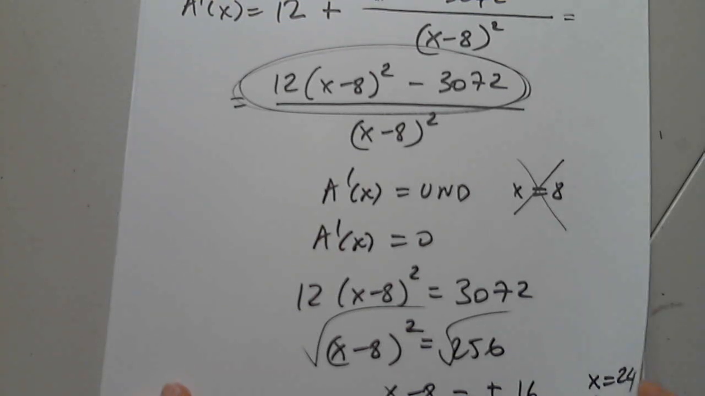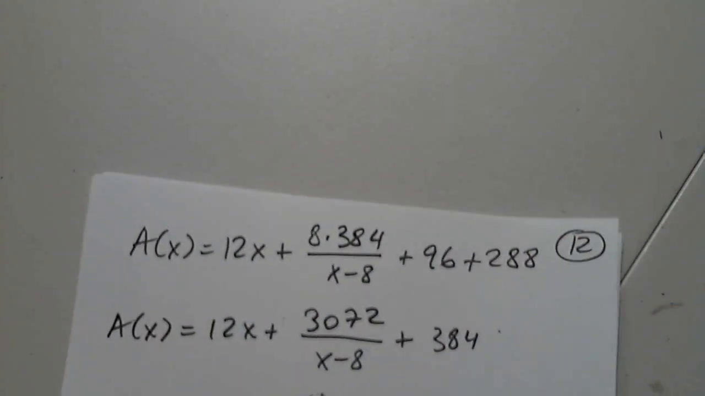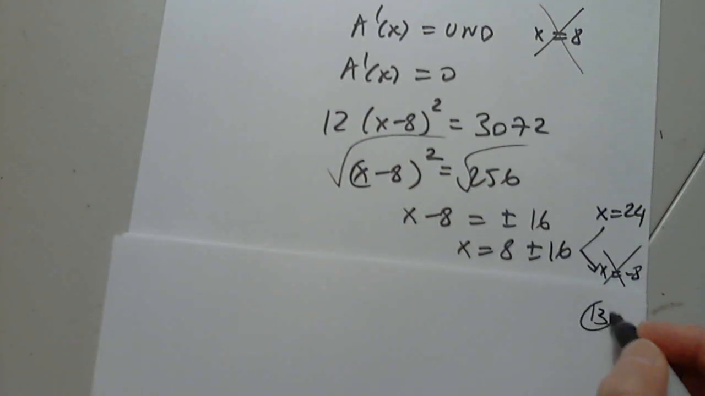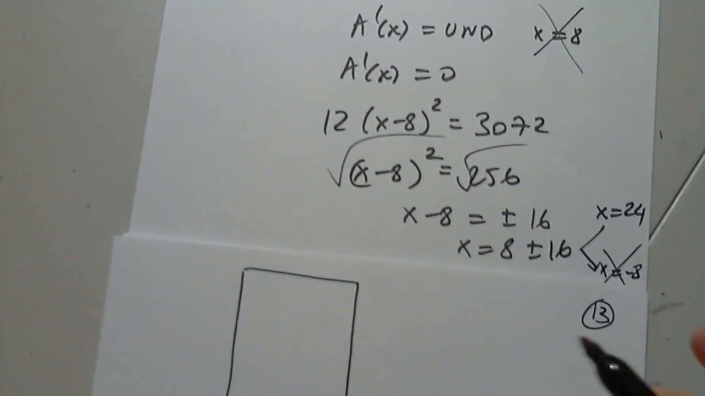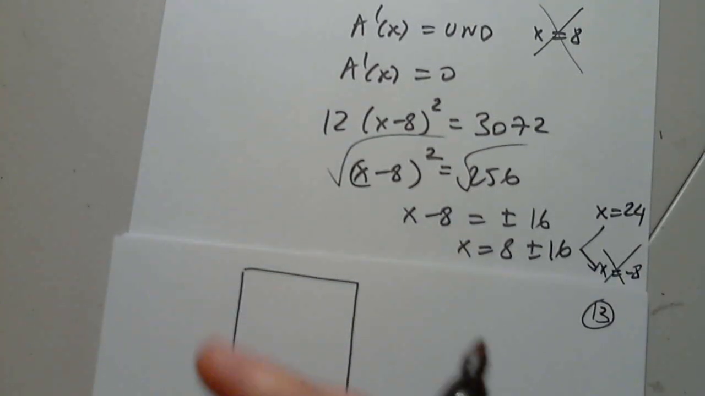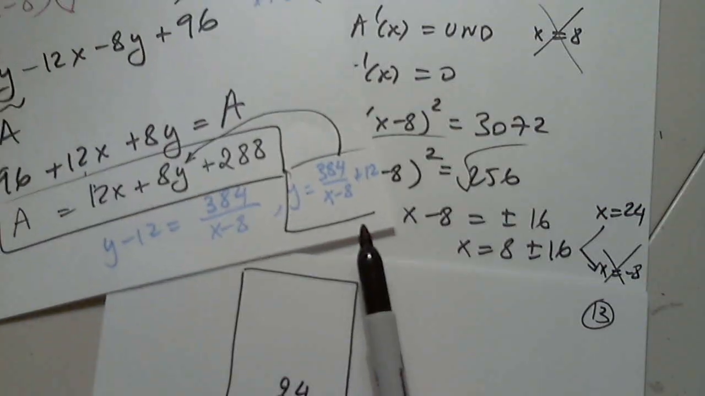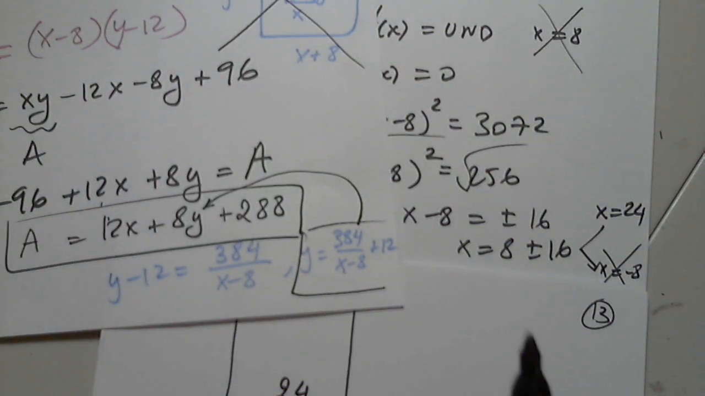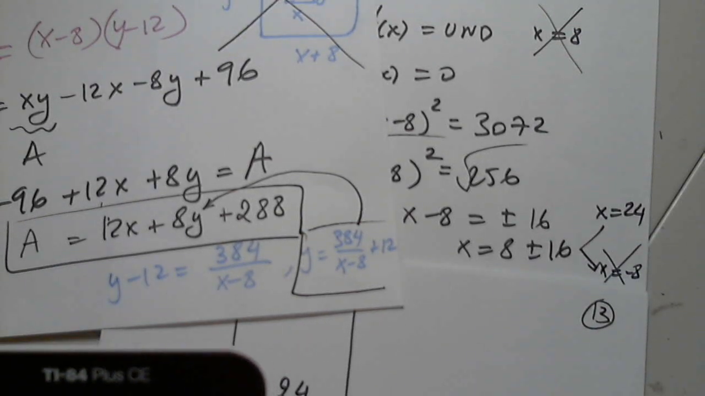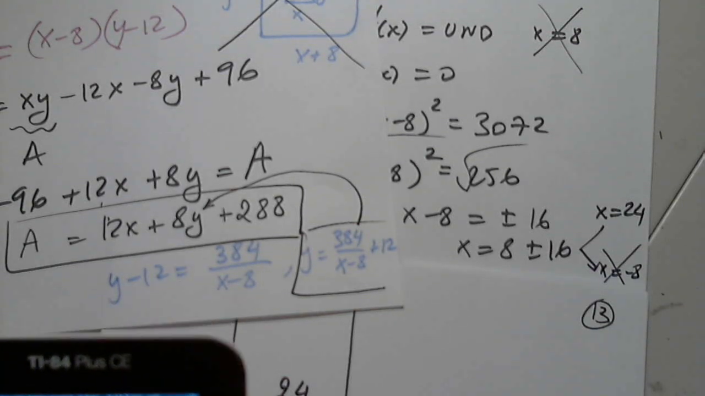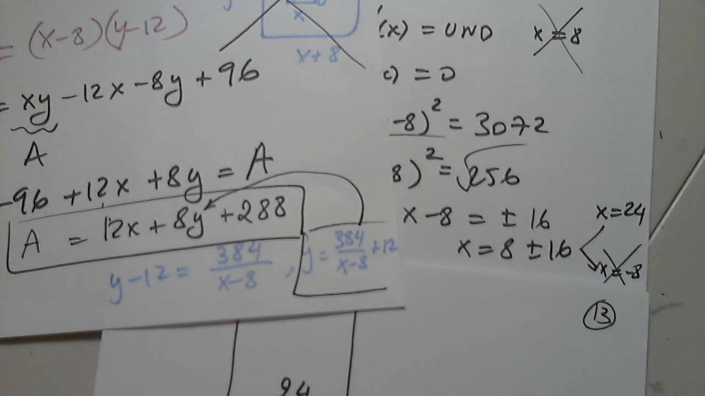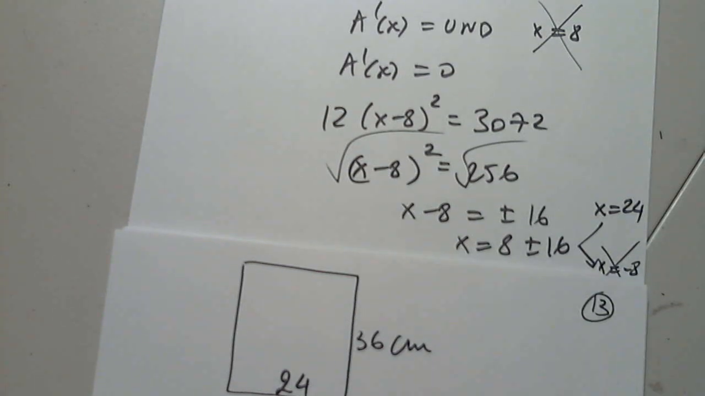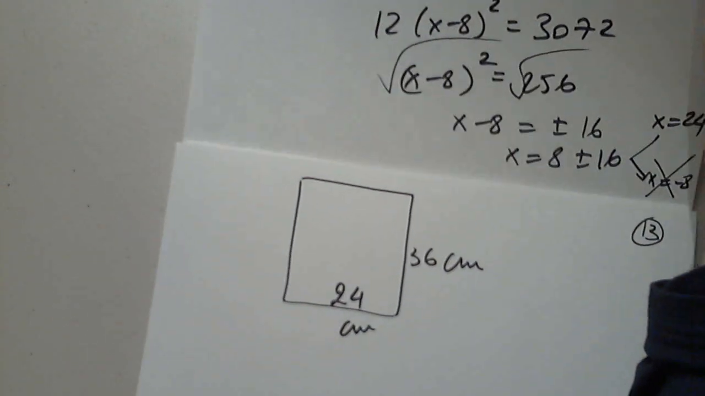So we claim that x equals 24 will give the minimum area of the poster. But it's just a claim at this point. So we say that this is 24. And what is y? Okay, here's my y. 24 minus 8 is 16. And we figured out that 384 divided by 16 plus 12 is 36. Okay, we'll check in a minute. And everything was in centimeters. So we claim that x equals 24 gives a minimum. We have to show it anyway.